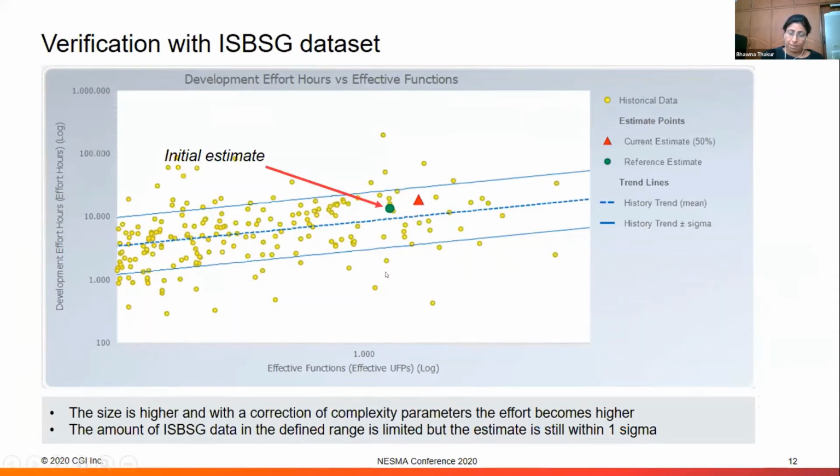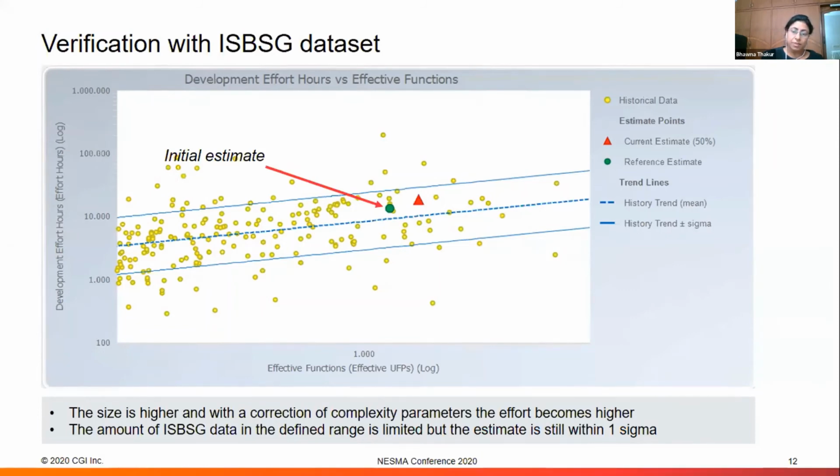So if you can see in this particular graph, this was the initial estimate, since it's a logarithmic scale. So this was an initial estimate, and this is the final estimate that we had. It is still within plus minus 1 sigma, but then there are fewer data points over here. And so what we now know is that what the team had taken actually is the right one.